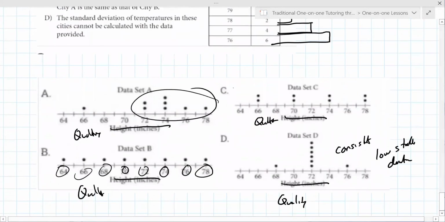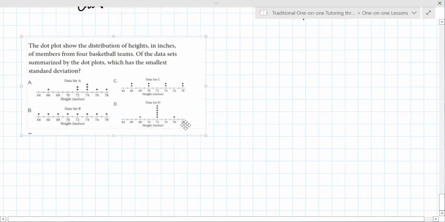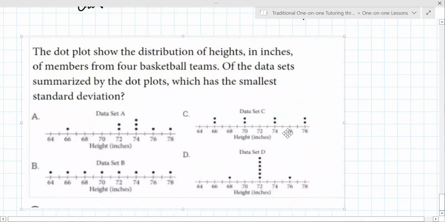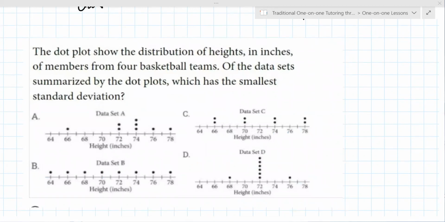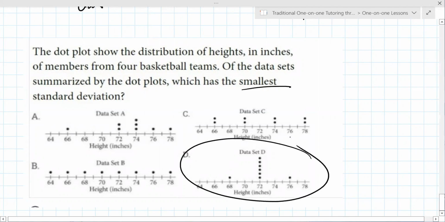Okay, so now let's go look at this question. And this is our last one of these. We'll move to a different topic. Go ahead and see if you can answer this one for me, please. D, data set D. Smallest standard deviation, yes. Data set D. Very good.